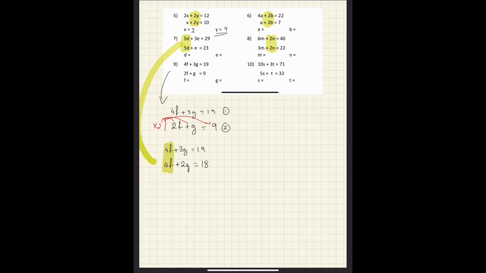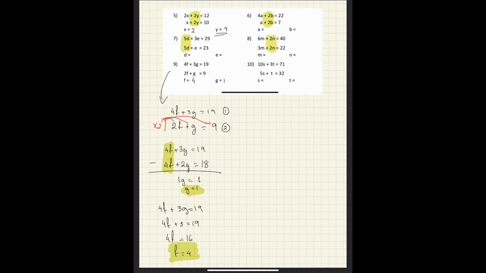So now I've got the same as before. I have got 4f and 4f, so therefore I can simply subtract. I'm left with 1g equals 1, so therefore g equals 1. And I can substitute into 4f plus 3g equals 19. 4f plus 3 equals 19. 4f equals 16, so f must be equal to 4. So g is 1, f is 4.